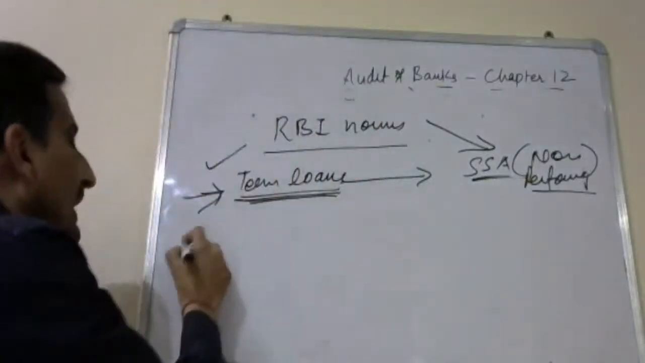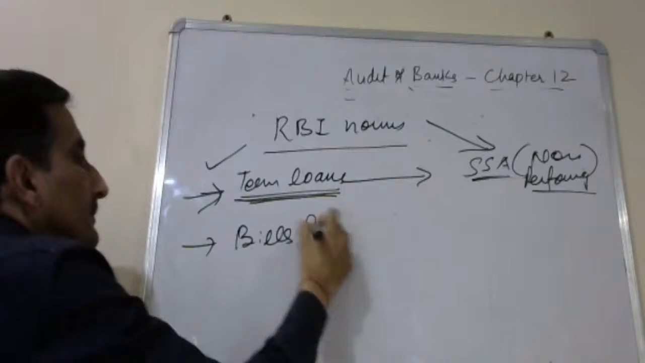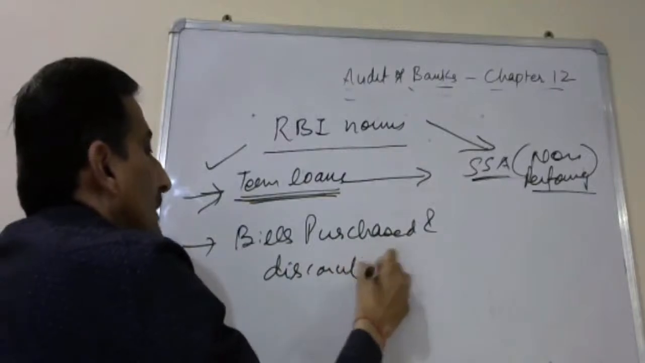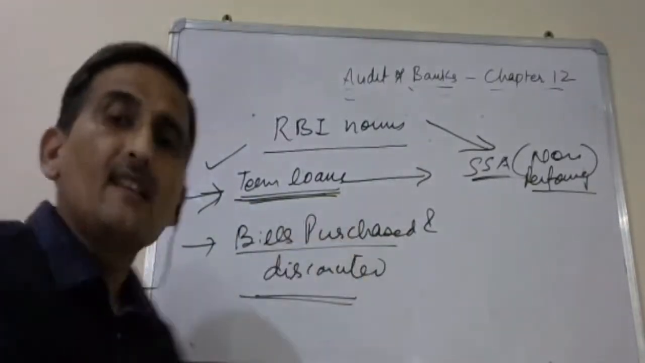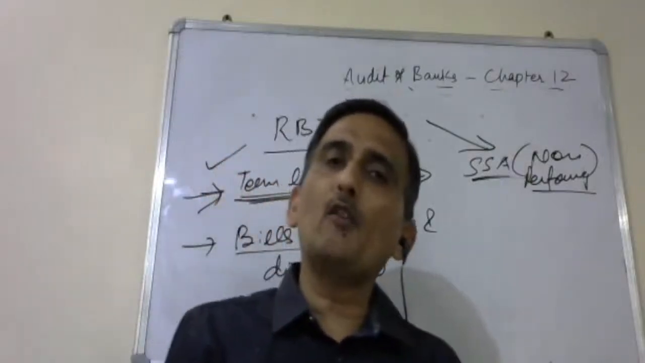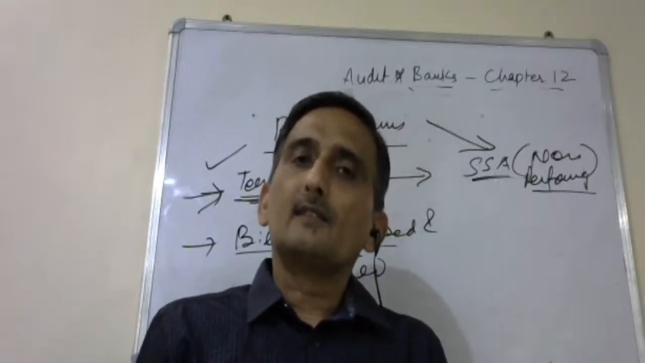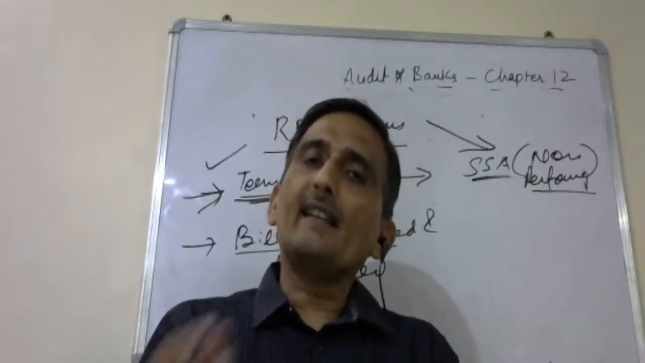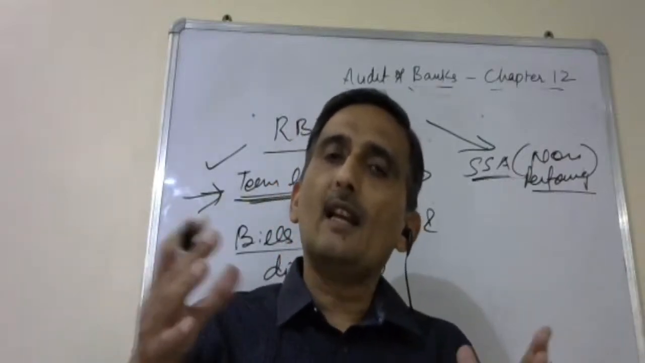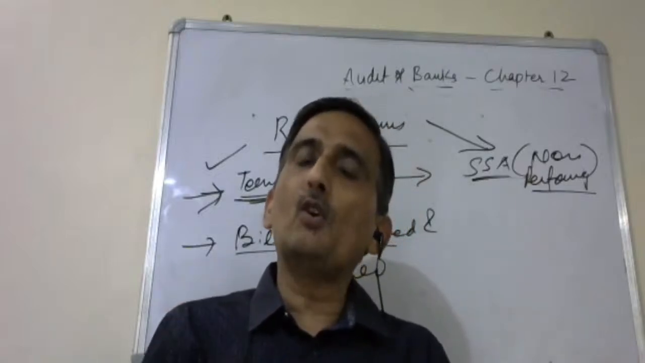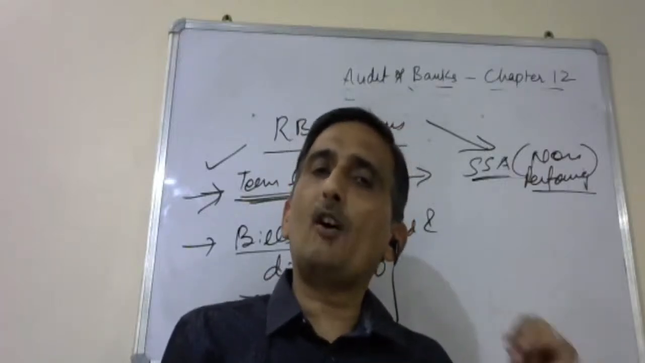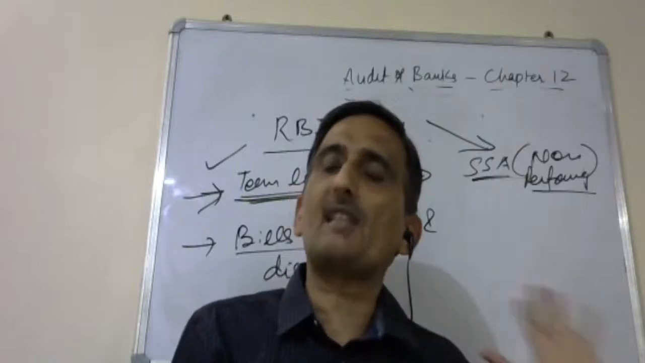Okay. And in case of bills purchased and discounted, what is the RBI norm in respect of this? Here also, if the bill purchased and discounted remains overdue for a period of more than 90 days, say the bill was to be paid on a certain day and more than 90 days have passed and the bill has not been realized, has not been paid, has remained overdue, the account would become a non-performing asset. Okay. So you have understood the norms relating to term loans and bills purchased and discounted.